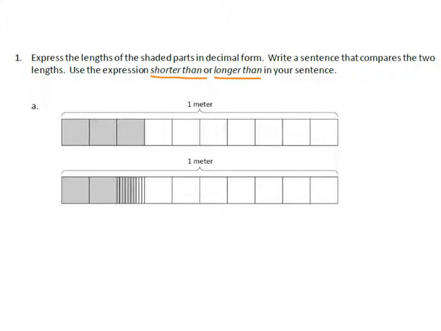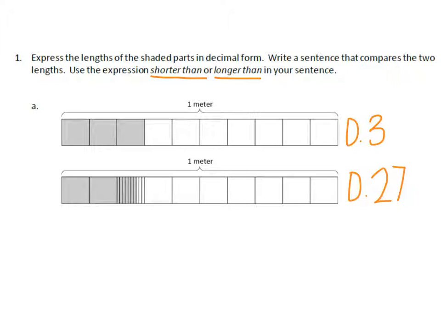There are 10 sections altogether and only 3 of them are shaded. That means 3/10 are shaded. So the decimal is going to be 0, decimal point, 3. The second picture has 2/10 shaded in. The third part is divided into hundredths. There are 27 hundredths shaded. So the decimal is 0, decimal point, 27.